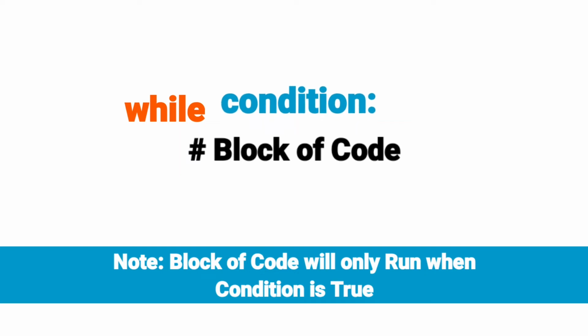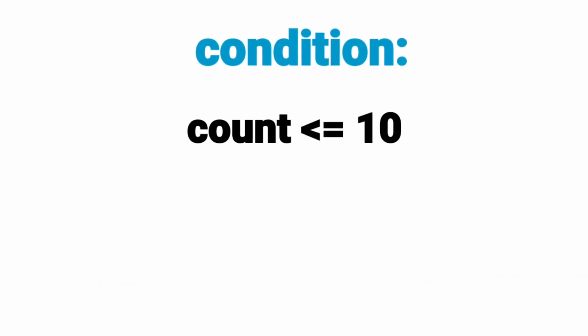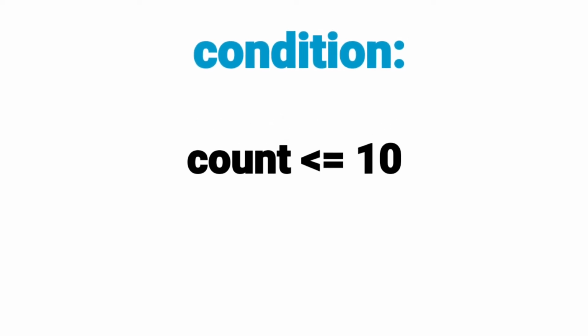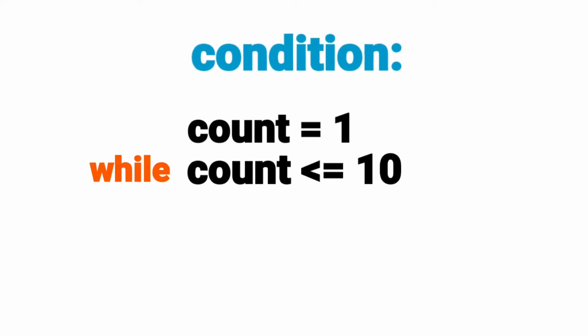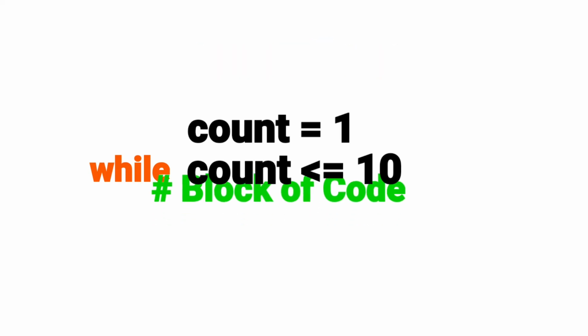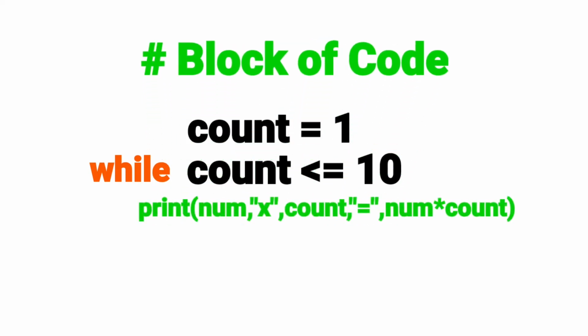Now let's understand what the condition is here. The condition is that the count is smaller than or equal to 10. As count is initially smaller than 10, the block of code will run. The print statement prints the number entered by the user, the count variable, and then the multiplication of num and count.